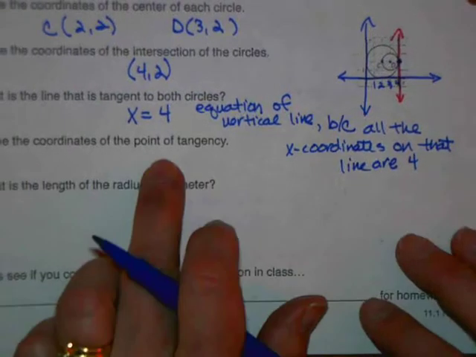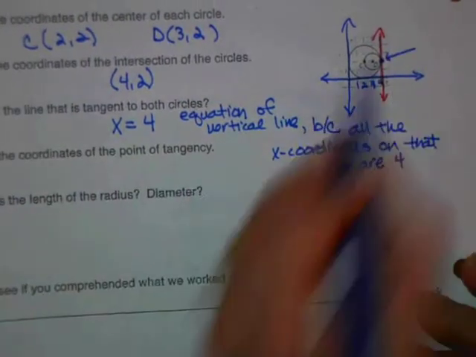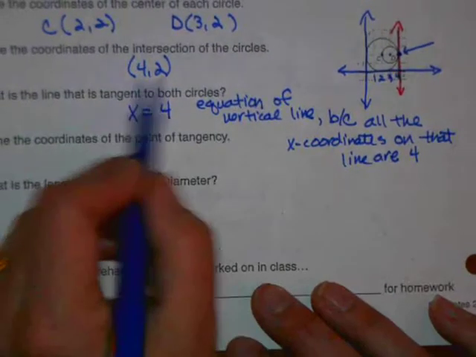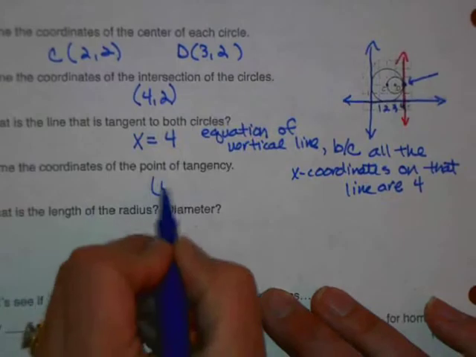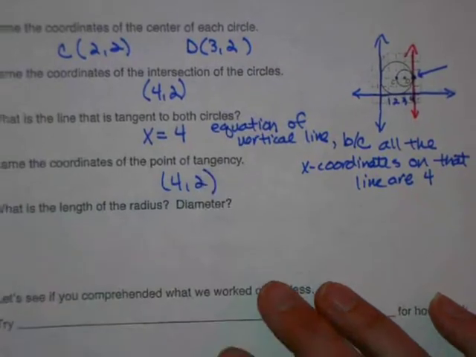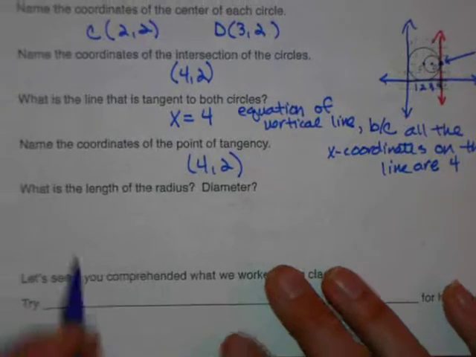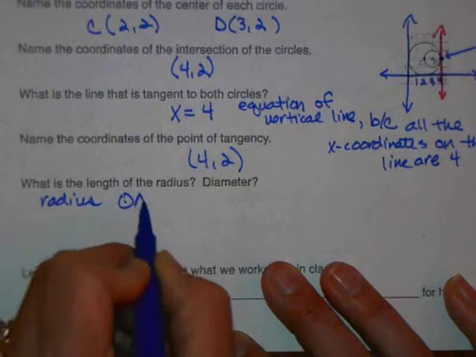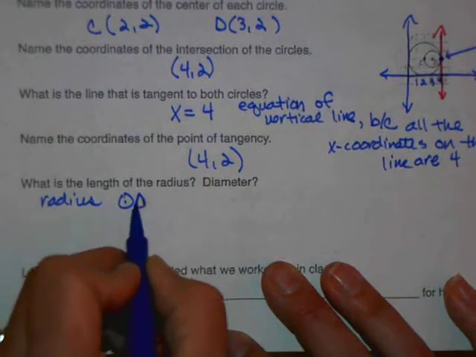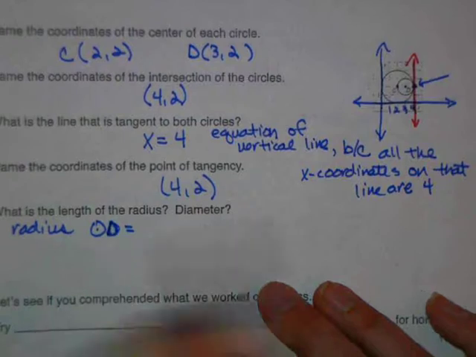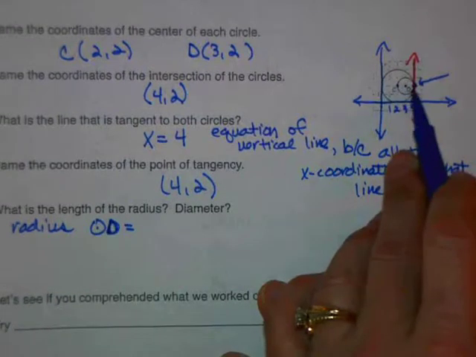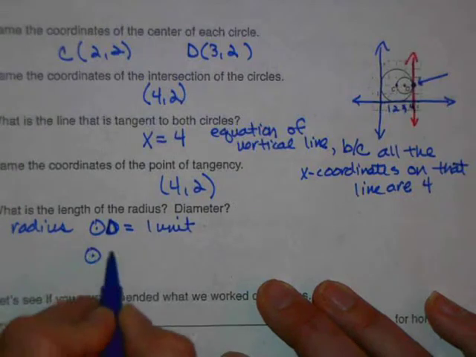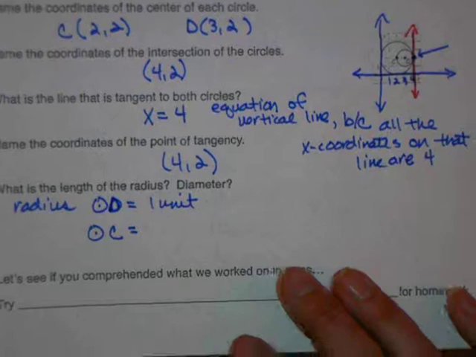All right, name the coordinates of the point of tangency, which is right there. The coordinates of the point of tangency are the same as the intersection: 4, 2. What is the length of the radius? Okay, so we're going to start with the radius of circle D. What's the length of the radius of circle D? Just 1. Do you see it? 1 unit. And how about the length of the radius of circle C?